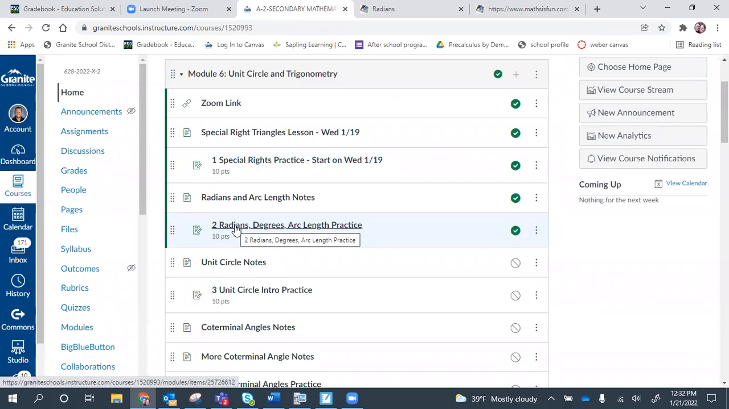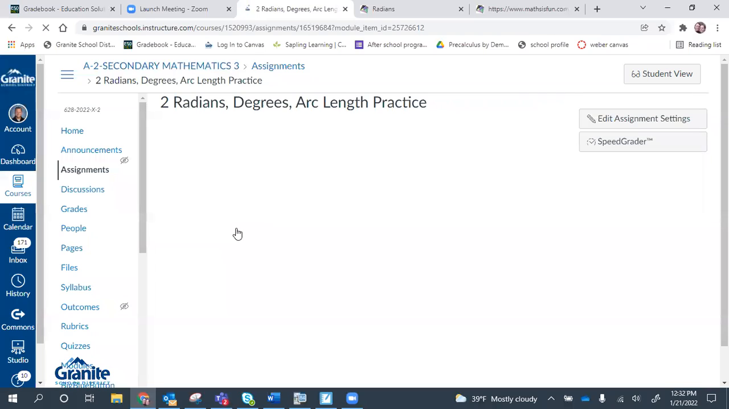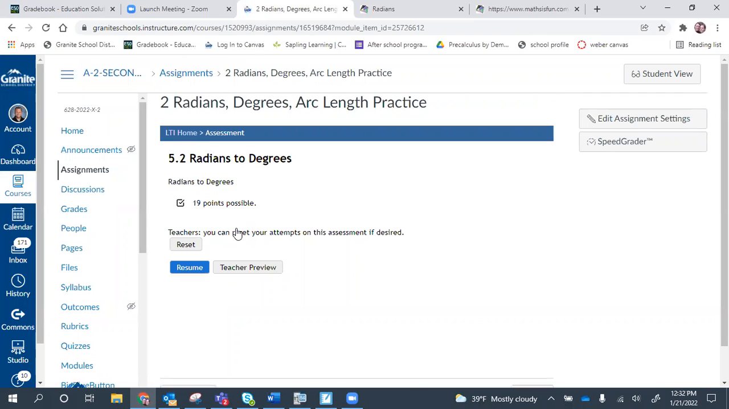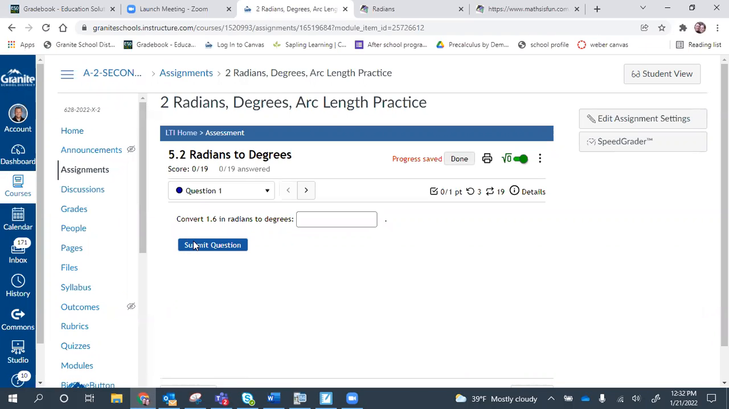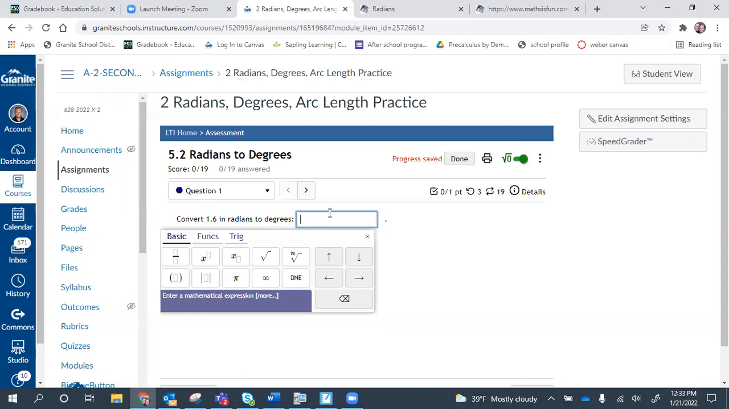So in your module 6, special right triangles was day 1. Today we're doing radian and arc length. So I'm going to go down here to radians. And this is what your assignment is going to look like, okay? Let's just do some of those together. Convert 1.6 in radians to degrees, okay? Now, some of these, they're going to want you to include pi, and some of them, they're not going to want you to include pi, or maybe you can do both.